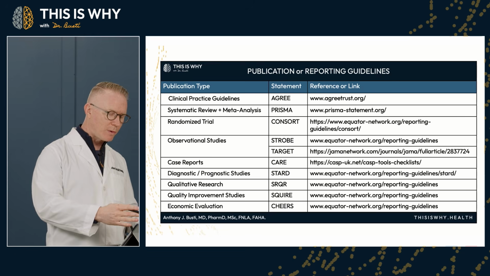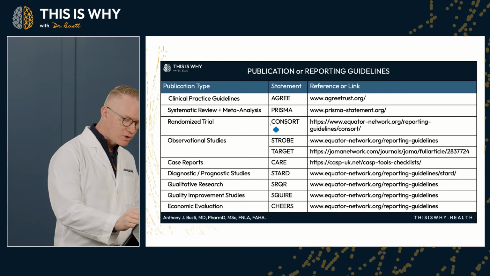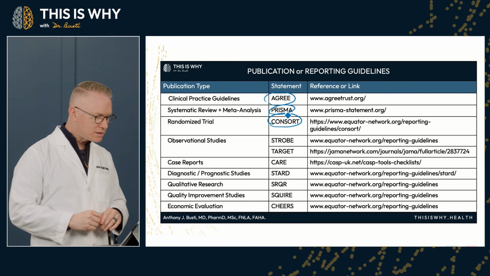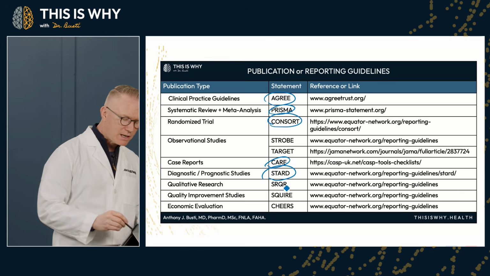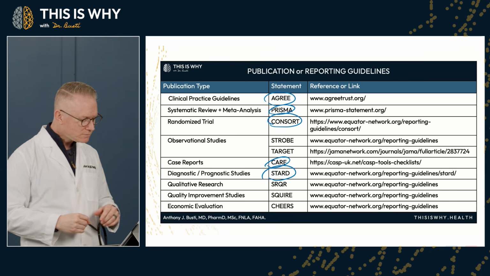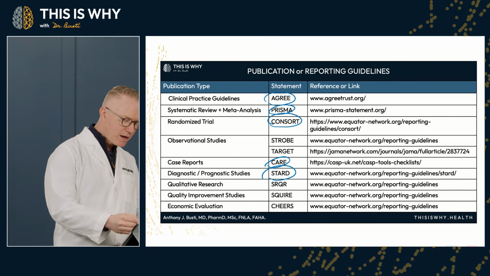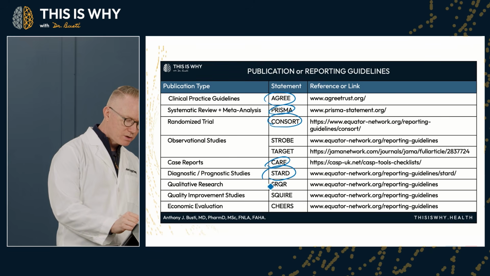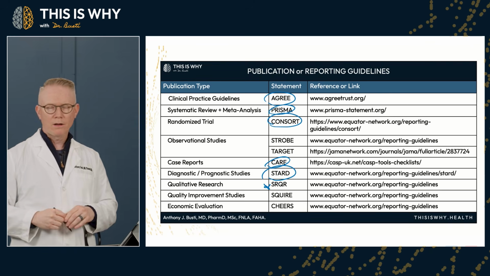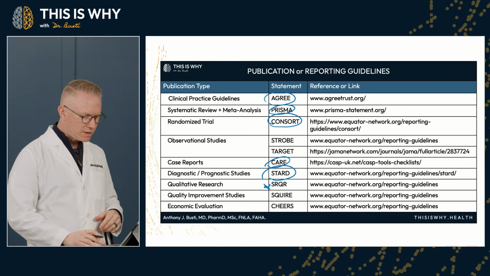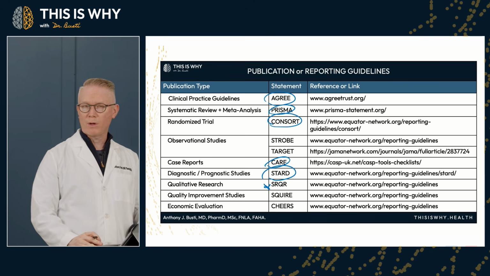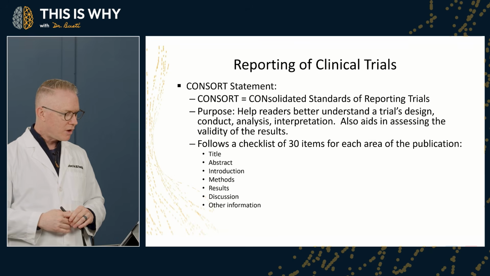And again, coming back to the reporting guidelines, you have CONSORT, okay? We have PRISMA for systematic reviews, AGREE for clinical practice, okay? Case reports, CARE. If you're doing diagnostic studies, it's the STARD, okay? All of these become very important. Qualitative research, okay? The SRQR. All of these can guide you again and give you the reference link there. Again, this table is available at thisiswhy.health.